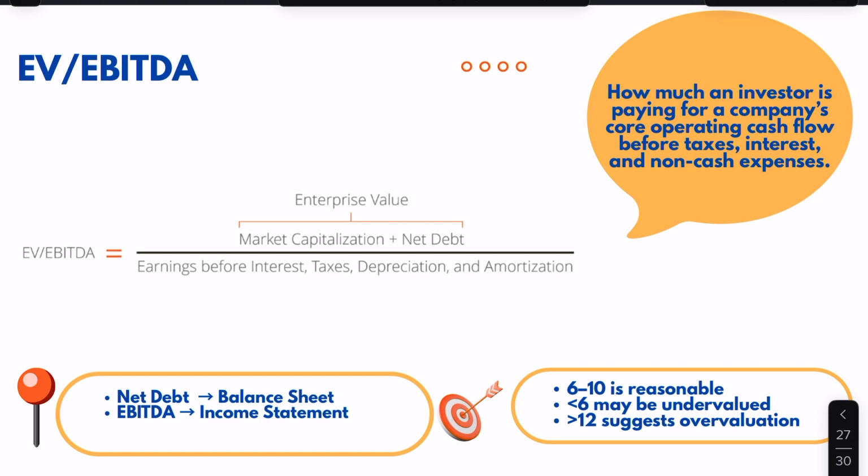The formula is market cap plus debt minus cash, that is the enterprise value, divided by EBITDA, that is the earnings before interest, taxes, depreciation and amortization. The net debt you can take from the balance sheet, and EBITDA you can take from the income statement. Market cap you can take from the market data on Yahoo Finance. So as a benchmark, 6 to 10 is reasonable. Less than 6 may be undervalued, and more than 12 suggests that the stock is overvalued.